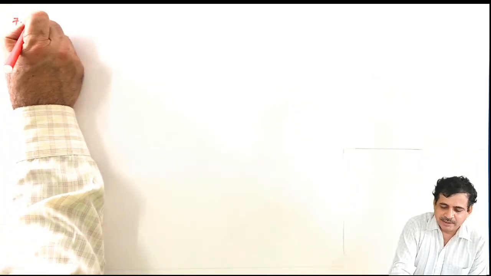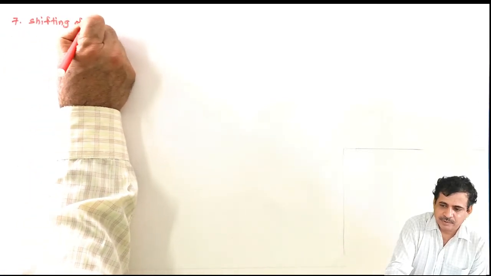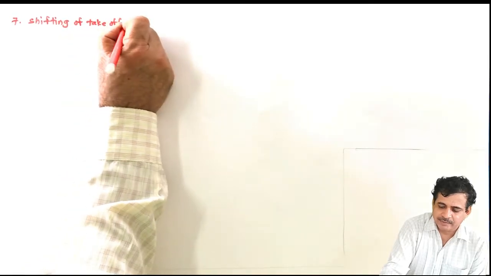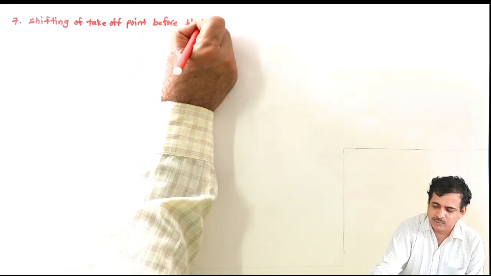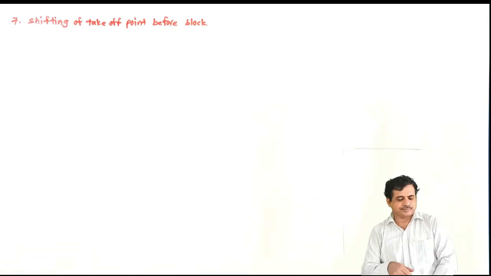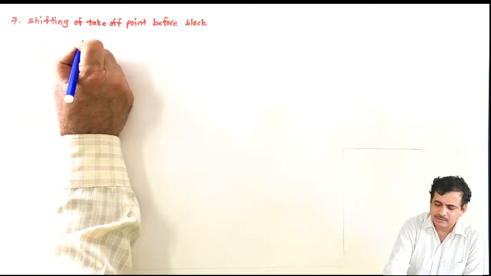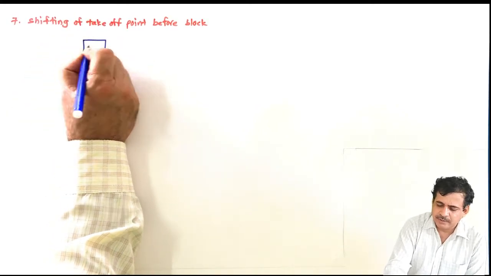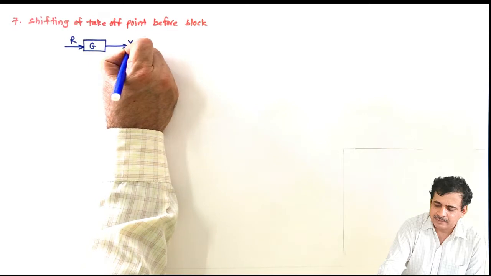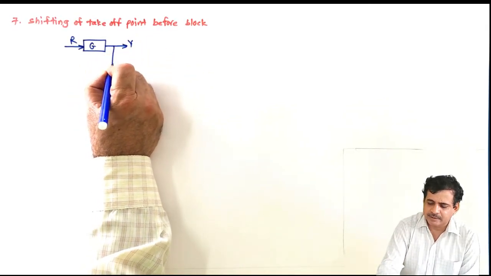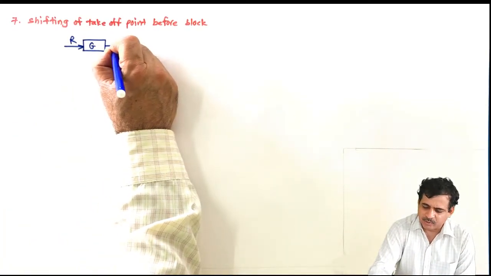The rule number 7 is, now we have shifted summing point, let us now shift the takeoff point. Shifting of takeoff point before block. Once we will shift it before block and once we will shift it after block. So what is it? What we have? We have here a block with transfer function G, and the input is R, and let this be Y, and we are taking a signal out.